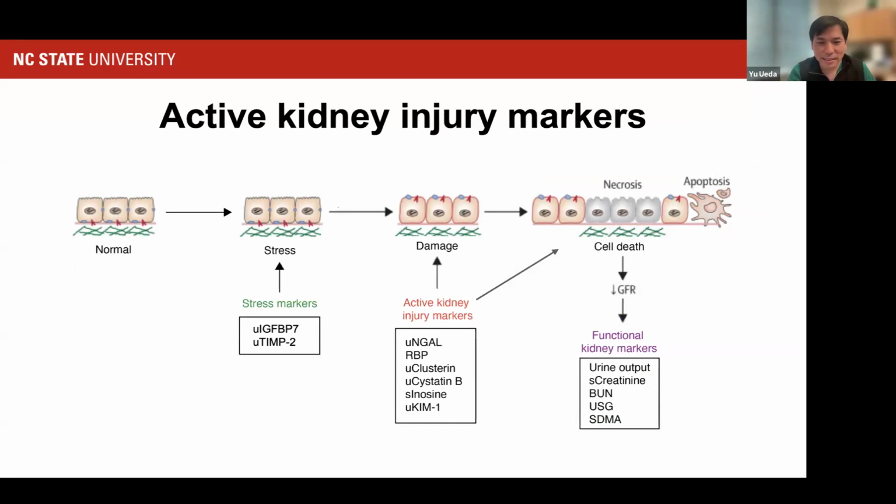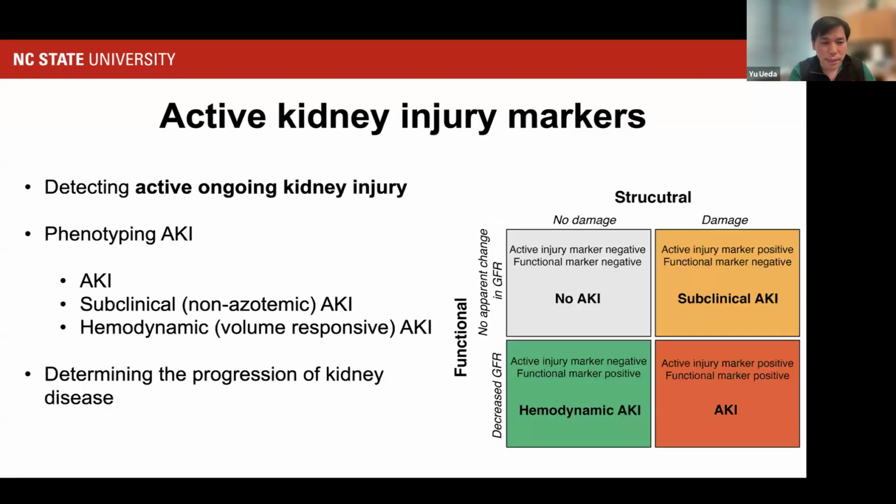Back on the slides, to diagnose active kidney injuries, there are many studies investigating new biomarkers, called active kidney injury markers, which include urinary NGAL, urinary cystatin B, and many others. By using these, we are trying to detect actively ongoing kidney injury and hopefully phenotype the AKI, such as true AKI, subclinical non-azotemic AKI, and hemodynamic or volume-responsive AKI.